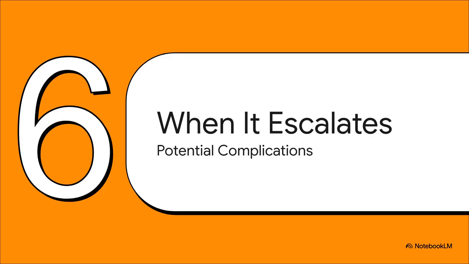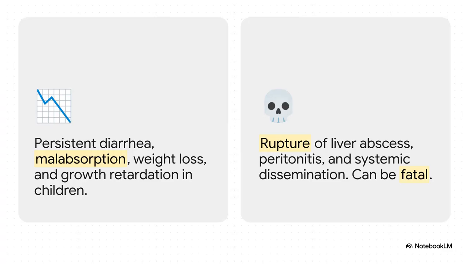Finally, our last section. What happens when treatment fails or the diagnosis is delayed? What are the really severe consequences when this infection escalates? Well, the complications tend to follow those two different paths we've been talking about. Chronic intestinal disease can lead to malabsorption, serious weight loss, and even growth retardation in kids. But the complications from invasive disease are much more dramatic and life-threatening.